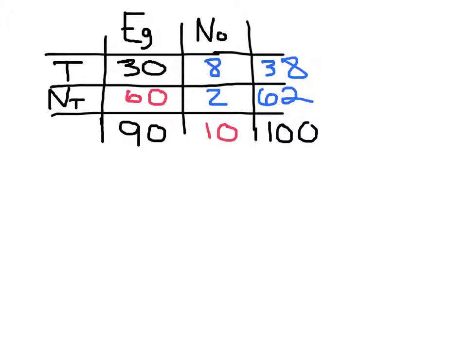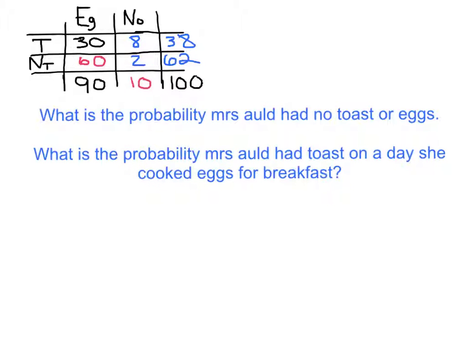Once you fill out the chart, you need to be really careful about the type of question that's asked. So here are 2 types of question. What's the probability Mrs. Auld had no toast or eggs? Now, it doesn't give me any separate subgroup, so in this question, it's really talking about all 100 days. And out of those 100 days, there was only 2 out of the 100 days where I had no toast or eggs.